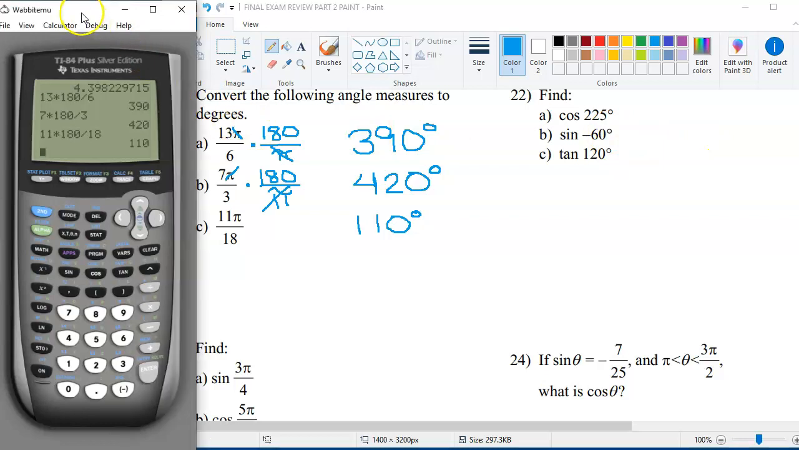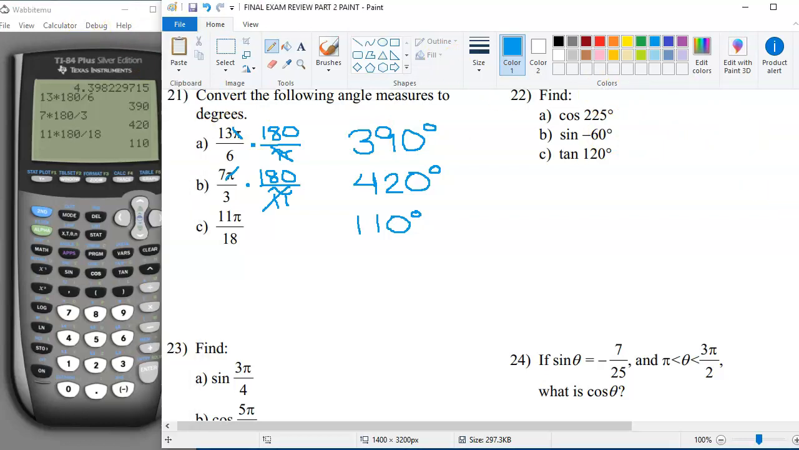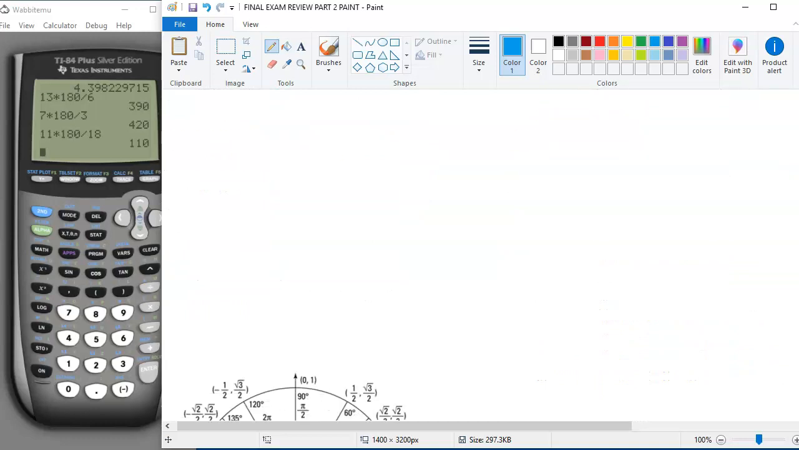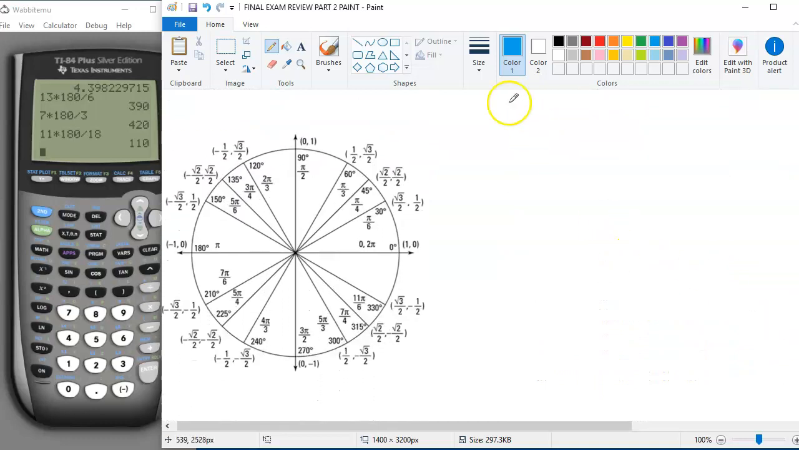All right, we're going to go on to 22. I was originally the kind of person who did not want kids to memorize the unit circle. But as soon as I found out how good kids were at getting it right, I gave in. You should memorize the unit circle.